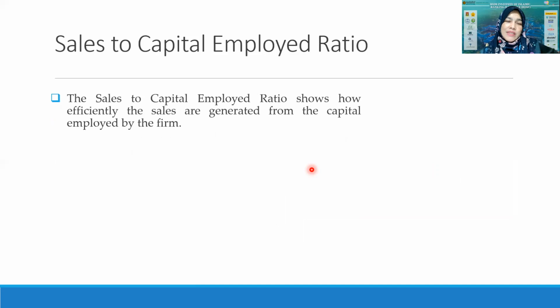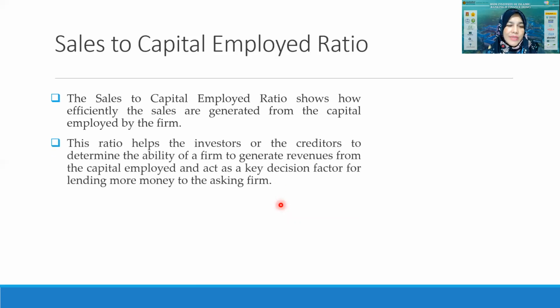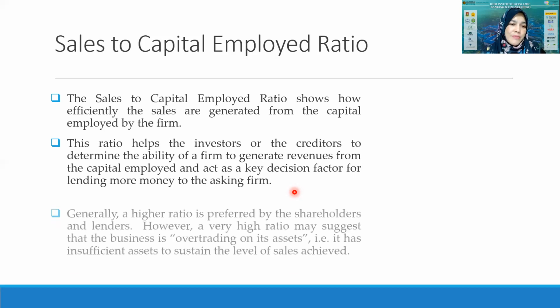All right, another one is sales to capital employed. This compares the amount of sales to capital employed. It shows how efficiently the sales are generated from capital employed by the firm. This ratio helps investors or creditors determine the ability of a firm to generate revenue from the capital employed, and acts as a key decision factor for lending more money to the firm. So a bank, for example, will look at this ratio to see whether every ringgit that they lend to the company helps generate more sales or not. If the company is efficient in using its loan to generate more sales, the bank will definitely not hesitate to give more loans to the company.